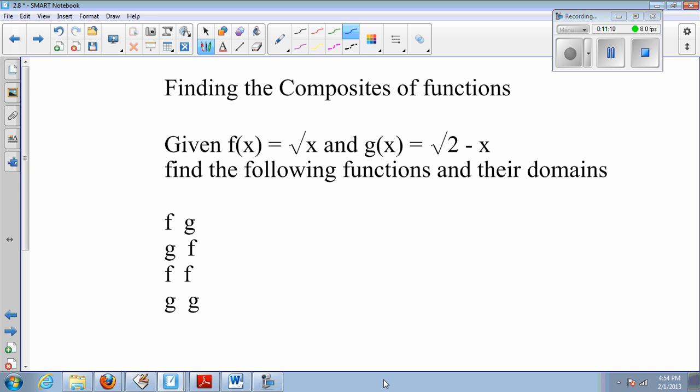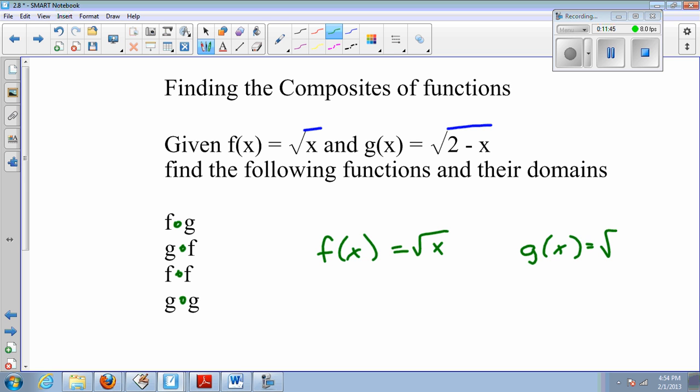Finding the composites of functions, we're given that f of x equals root x and g of x equals root 2 minus x. We're going to find f of g, g of f, f of f, and g of g. So to start, we have f of g. We're going to take f of x, which equals root x, and g of x, which equals root 2 minus x.